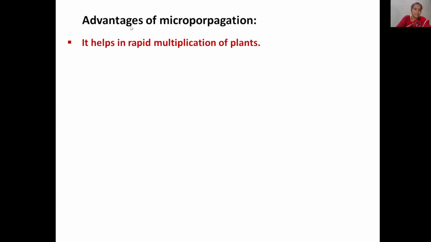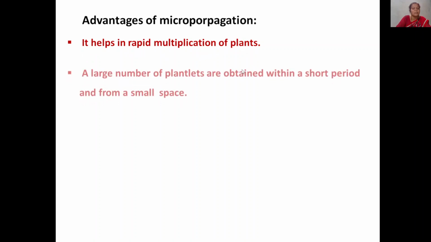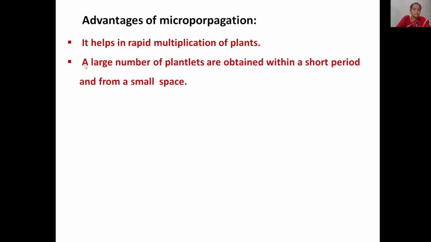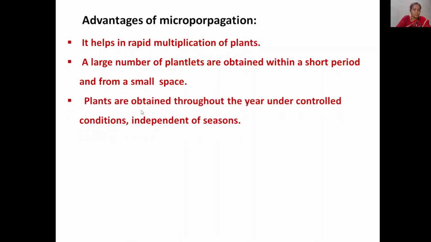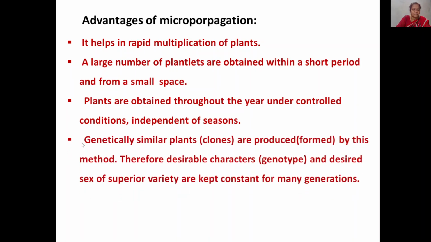Next slide is advantages of micropropagation. The first advantage is it helps in rapid multiplication of plants. Second advantage is a large number of plantlets are obtained within a short period and from a small space. Third advantage is plants are obtained throughout the year under controlled conditions, independent of seasons.